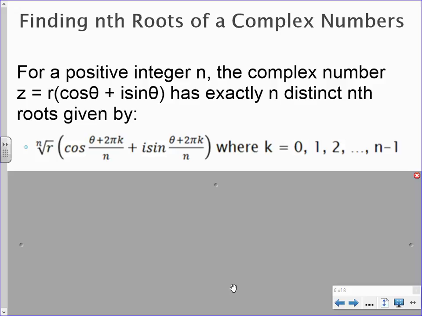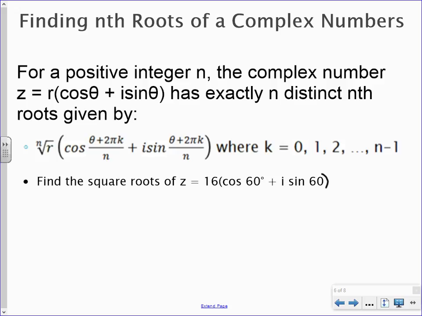It makes it so from 0 to 360 degrees, however many roots you have, they're going to be evenly spaced apart about that one rotation in the complex plane. Okay? So, it looks intimidating, but it is not. I will give this to you on the test. We just need to know how to use it. So our first example, we're going to find the square roots of this complex number right here.